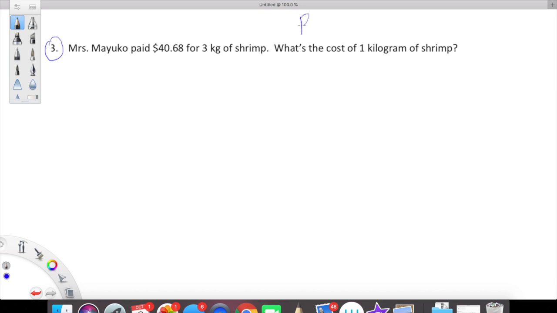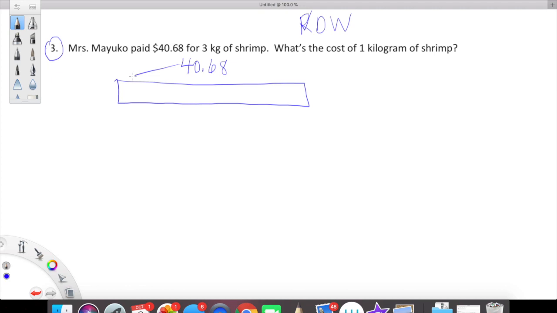So as we're working on these word problems, don't forget to RDW. Read, draw, write. Drawing is important because it just gives you a snapshot of exactly what's happening in the problem. I'm going to draw a rectangle that represents 40.68. This whole rectangle represents $40.68. That is the cost for 1, 2, 3 pounds of shrimp.